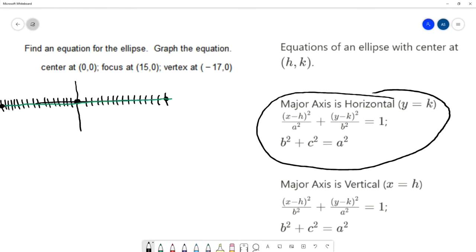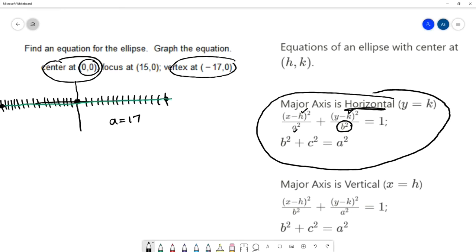So in order to find that equation, I need to find the center, H, K, which was already given to me. I need to find A. A is the distance between the center and the vertex. So I have the center and I have the vertex, so I already know that A is 17. I need to know B, that B is the distance between the center and the minor axis. So it goes, instead of horizontally, it's going to go vertically, and I don't have that information.